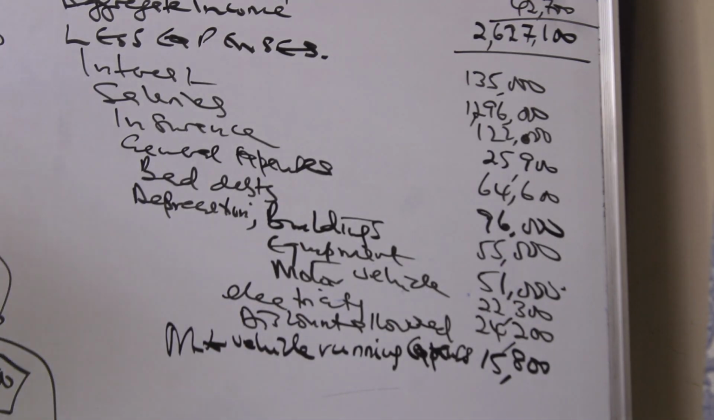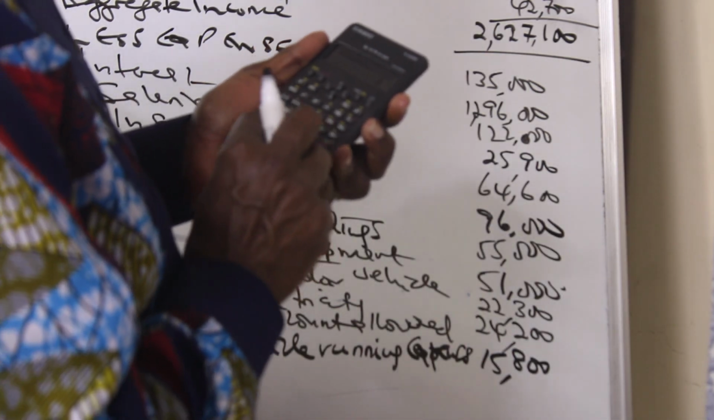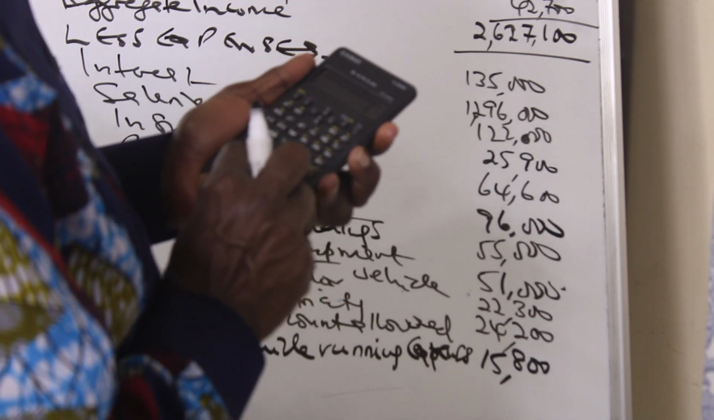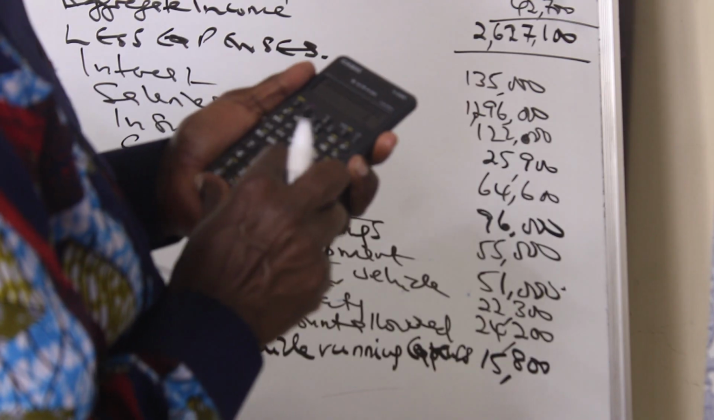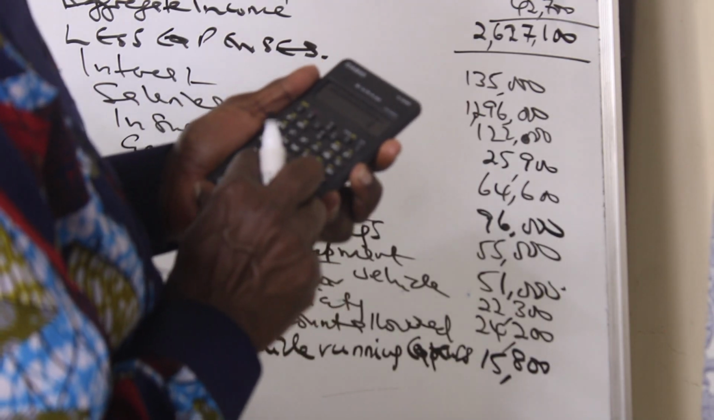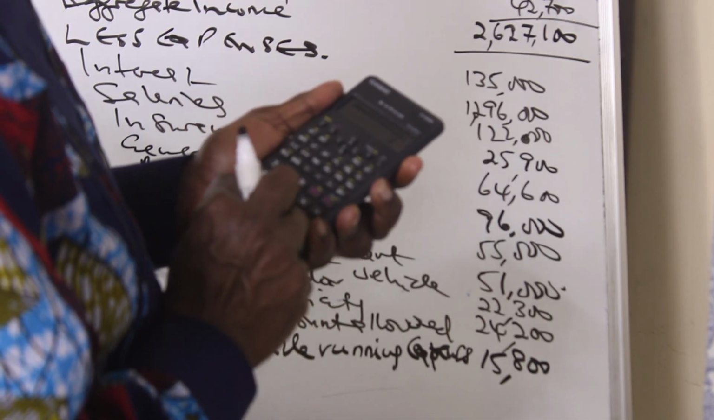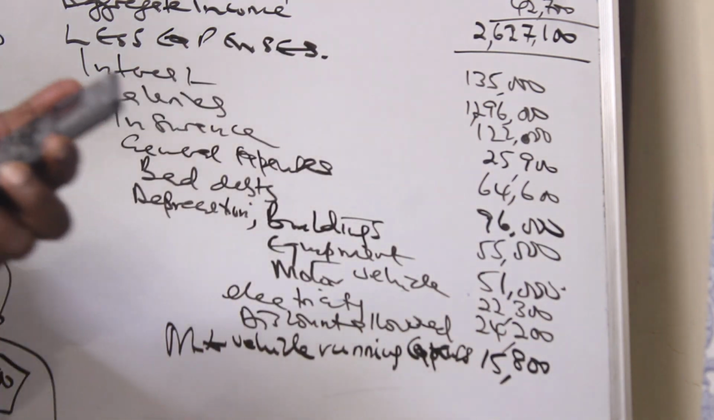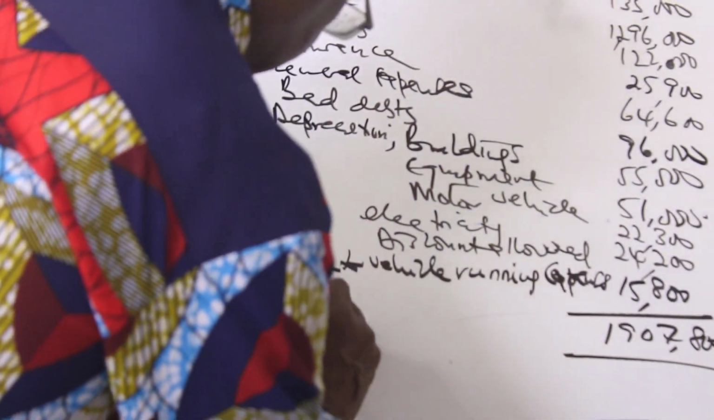So we now add our expenses to get our profit for the year. 135,000, plus 129,600, plus 123,000, plus 25,900, plus 64,600, plus 96,000, plus 55,000, plus 51,000, plus 22,300, plus 24,200, plus 15,800. We get a figure of 907,800. So that becomes our total expenses.